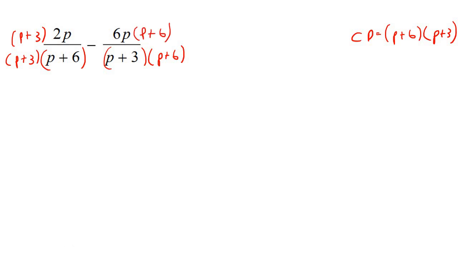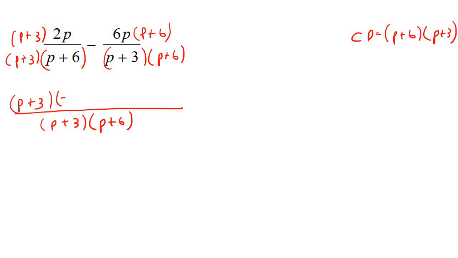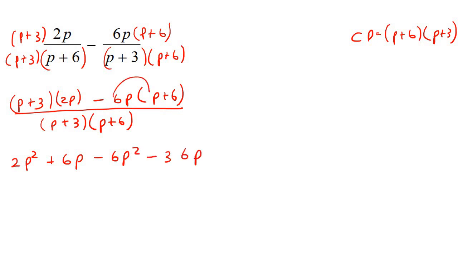Okay, so now we can just write the denominator at the bottom, (p plus 3)(p plus 6). And then we're just going to fill everything in. So (p plus 3) multiplied by 2p, take away 6p, multiplied by (p plus 6). What we'll do now is we won't multiply the bottom denominator together. We'll just leave it in the bracket form, but we will multiply all of this out. That's going to become 2p squared, add 6p, take away 6p squared, take away 36p. See what I did there? I just multiplied that in.